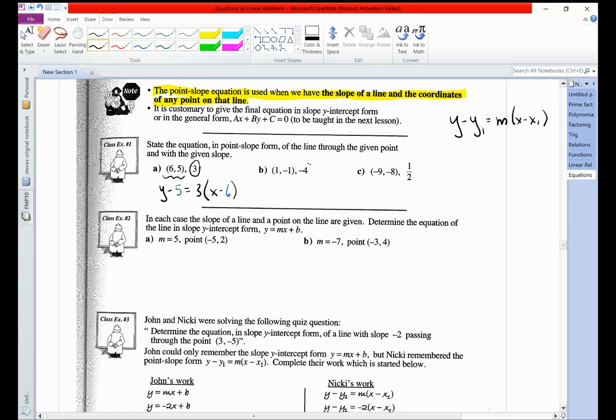So again, this is our slope, negative 4, and then this is our x1, y1. So we can write that as y minus negative 1 is equal to negative 4 times x minus 1. And then we can clean up that little section right here, because when you subtract a negative, it becomes y plus 1 is equal to negative 4 times x minus 1.